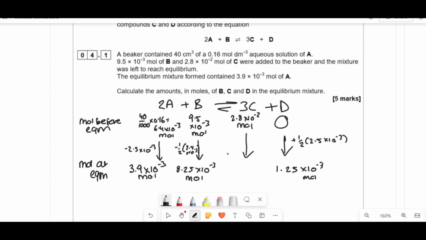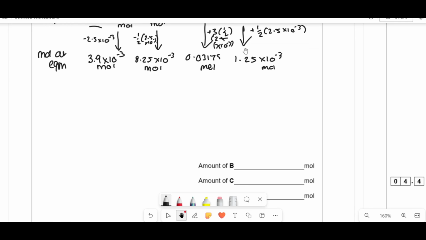And then here, this is where it gets a bit juicy. One of these made three of these. So if three lots of this dropped, 3 lots of this were made. So this is going to be 3 lots of this one, or you could do 3 lots of a half of this one. So it's going to be 3 lots of a half of 2.5 times 10 to the minus 3. Now if we do that, we end up getting, so remember we're adding this onto the 0.03175 moles. So then the equilibrium amounts of each of these is what we've just gotten there.